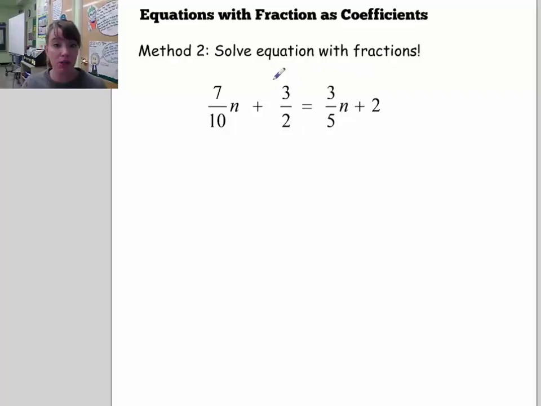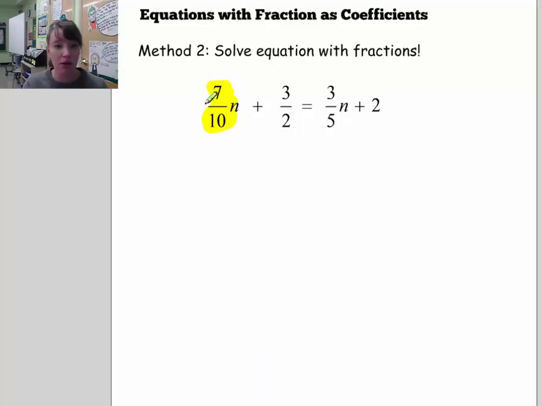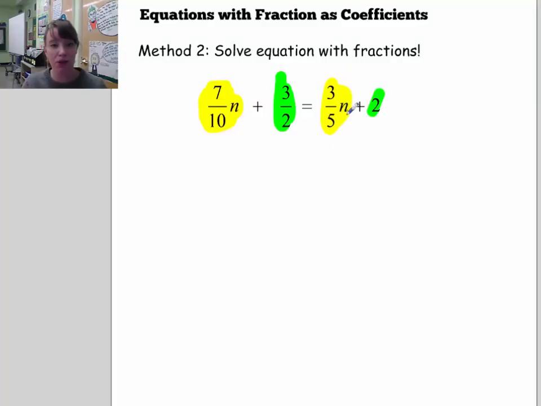So let me just highlight them. Here are the terms with the n in it, okay? And here are the constants. So the yellow ones, I'm going to have to eliminate part of the terms with the variable in it, and I'm going to have to put the constants together. So let's go ahead and start by just taking away 3/5 n on both sides. So here, what this is going to look like is, okay, this goes away.